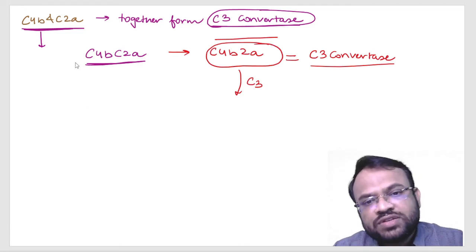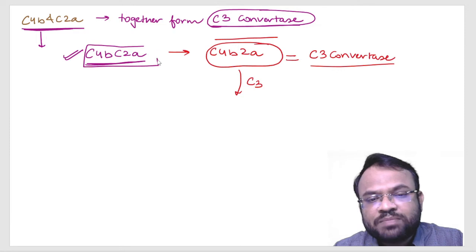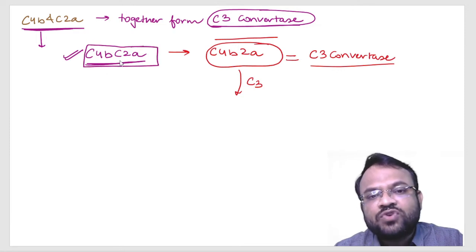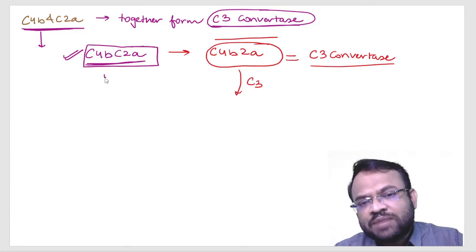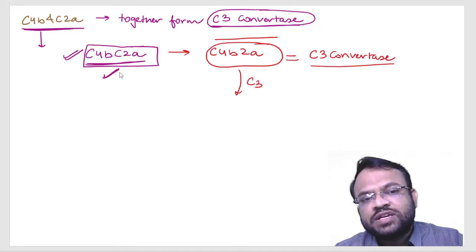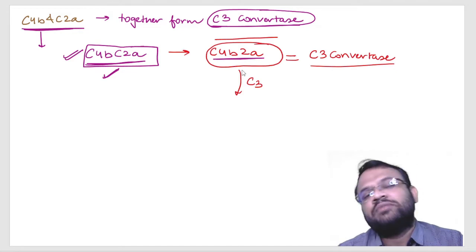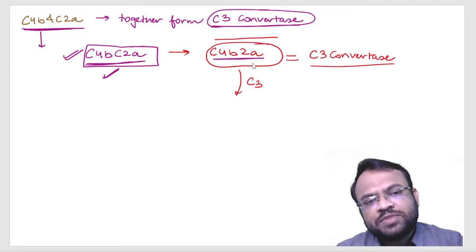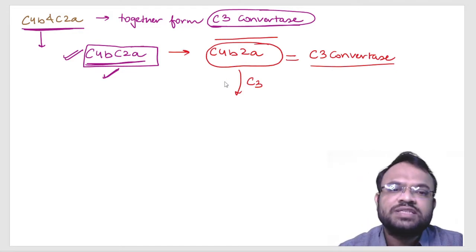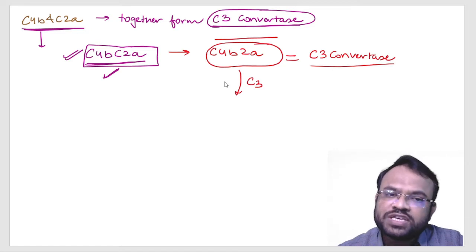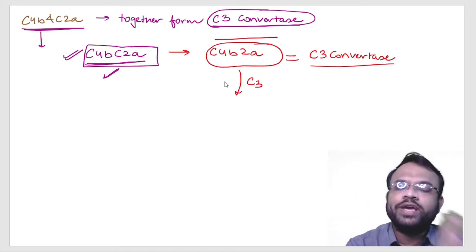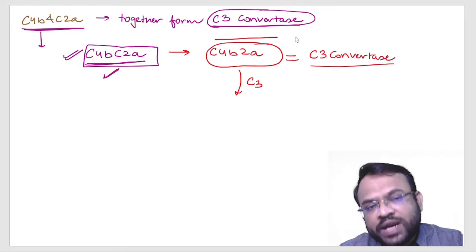Over here is the portion where we end the classical pathway, with the formation of C4B2A. It can be written like this, C4B, C2A, and it can also be written as C4B2A. That means you do not need to write C again and again. You can just write C once, C4B2A. Now this is activated.